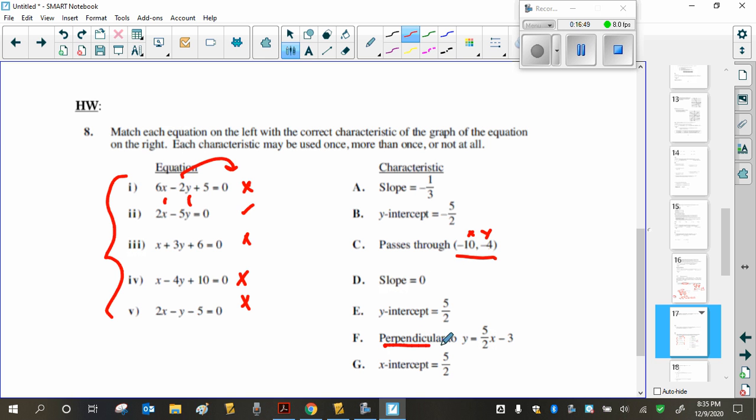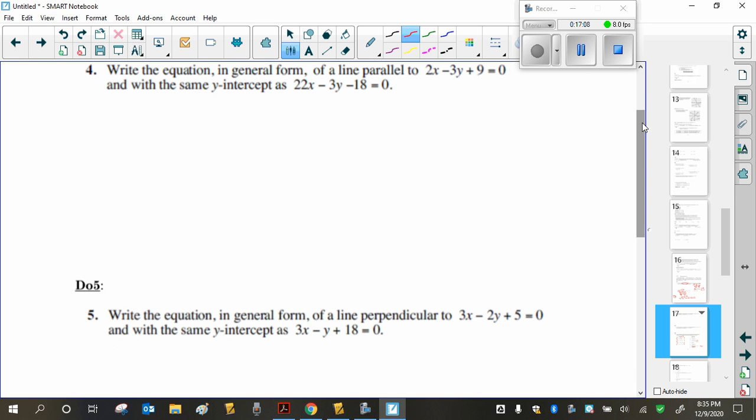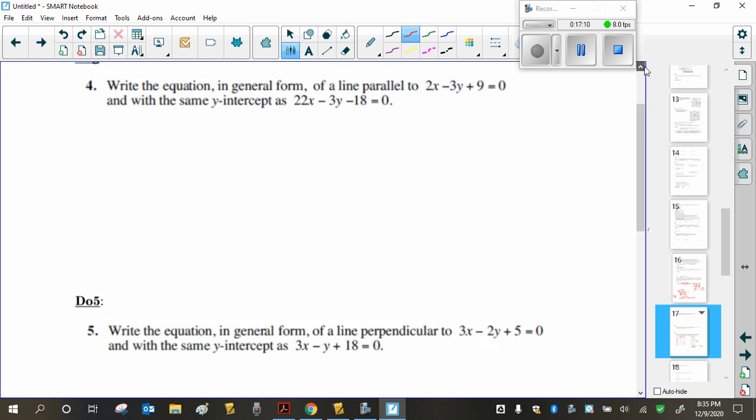Perpendicular, underline it twice. You know what that means. They're giving you a slope, and the slope isn't 5/2. It's the perpendicular slope. Okay. So you're going to have bottom of the last page, 17 or 16 for homework, and the bottom of this page for homework. We're going to do the top of this page now.